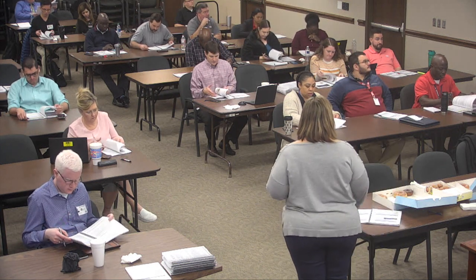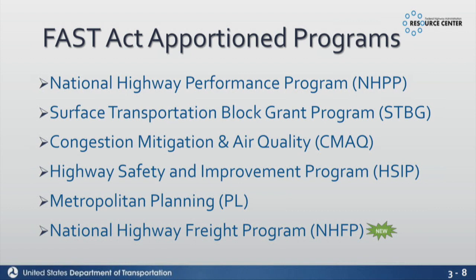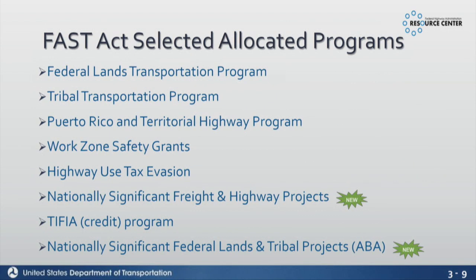All right, so just as a reminder, our apportioned programs are Alphabet Soup: NHPP, STBG, CMAQ, HSIP, Planning, and Freight. Here are just a portion of the allocated programs that you might run into. Bob was just talking about the Federal Lands Transportation Program, TTP, the tribal program, work zone safety, highway use.